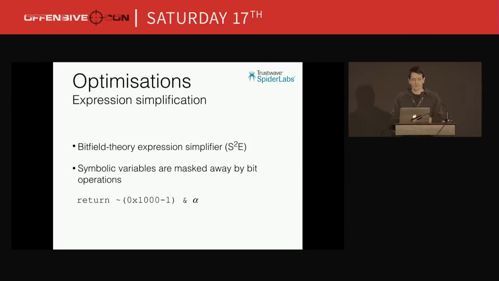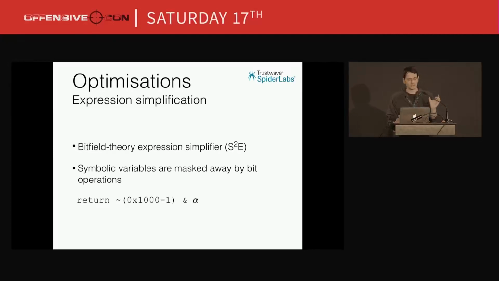We do implement several optimizations, and this is really taken from the SymbolicExecution paper, the expression simplification. They have this bit field theory expression simplifier, and the idea is that if you have something like return, say, 1000 in hex, and this is a standard page size in the kernel, what that statement tries to do is clear the 12 bits to align the address on the page boundary, and this is quite often. And let's say alpha is the symbolic variable. So we know that the lower 12 bits are zeros.